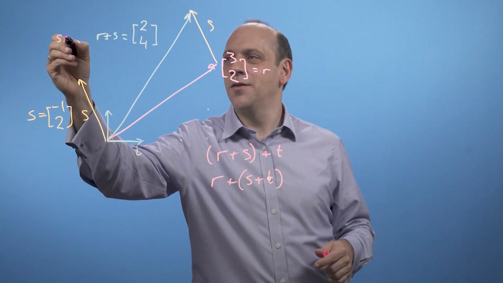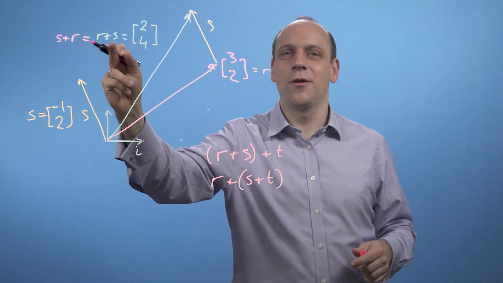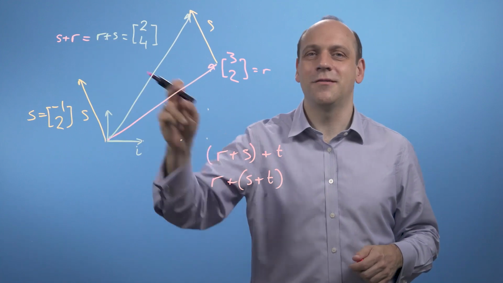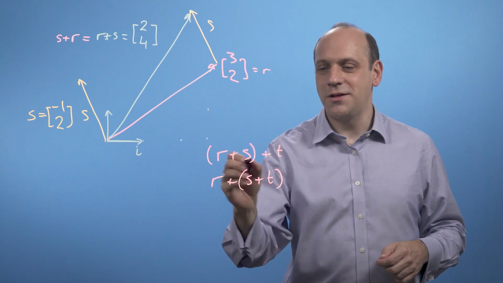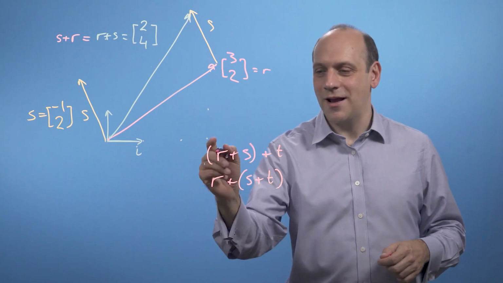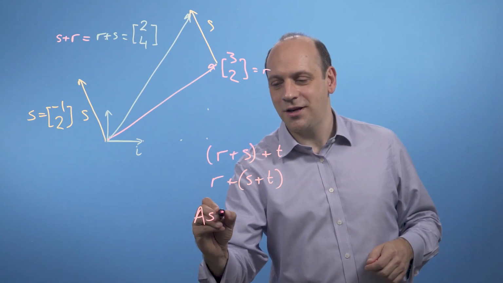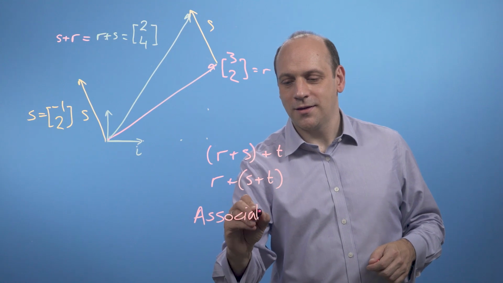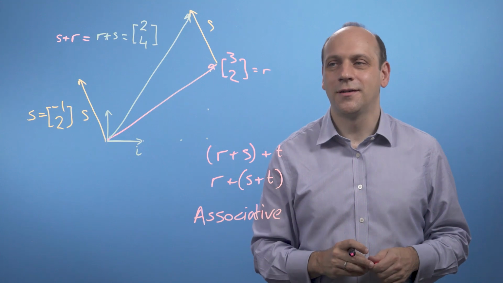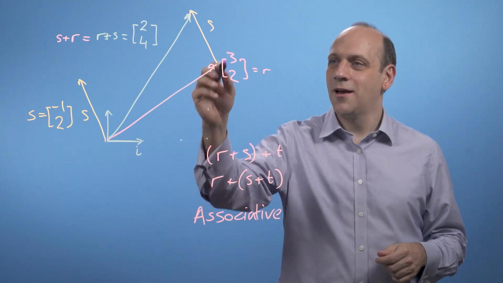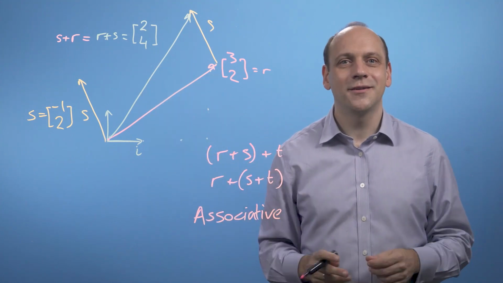So a consequence of it not mattering what order we add in, so s plus r is equal to r plus s, we can also see that therefore it doesn't matter what order we do the additions in if we've got 3, and that's called associativity. That's associative. That's formally that definition. And vector addition, we can see when we're adding it up like this, will be associative.